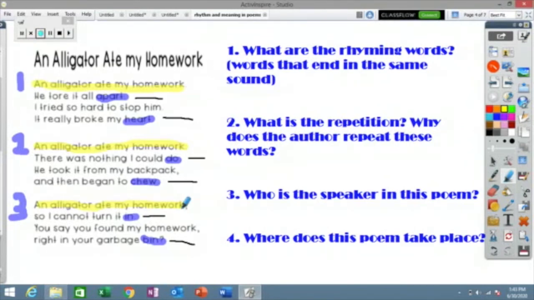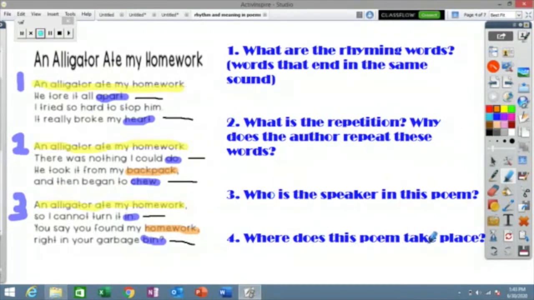Number 3, who is the speaker in this poem? Well, who do you think is speaking in this poem? I agree. I think it is probably going to be a student because here it says he took it from my backpack. And usually students have backpacks, right? And students have homework. And it says here you say you found my homework. So if it's my homework, that means it has to be a student.